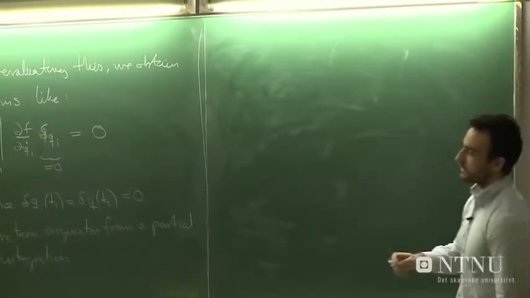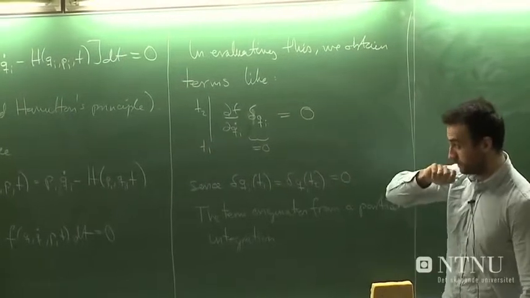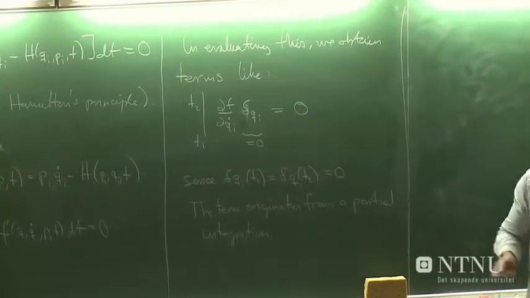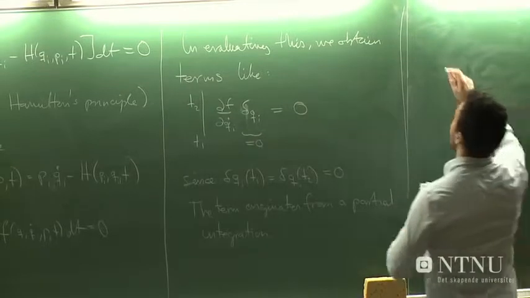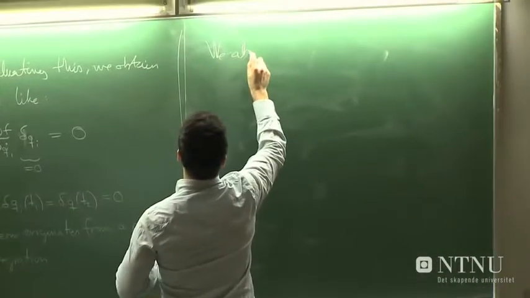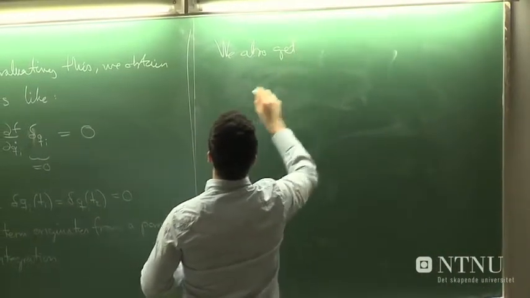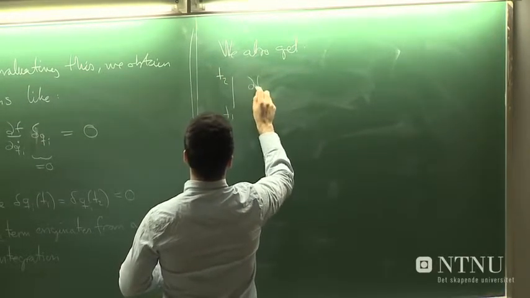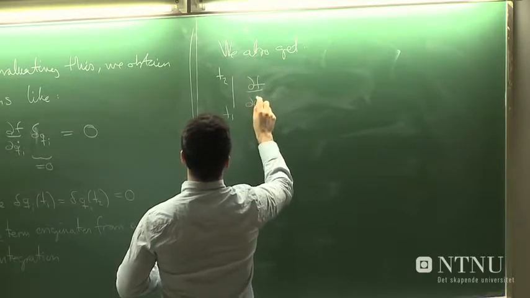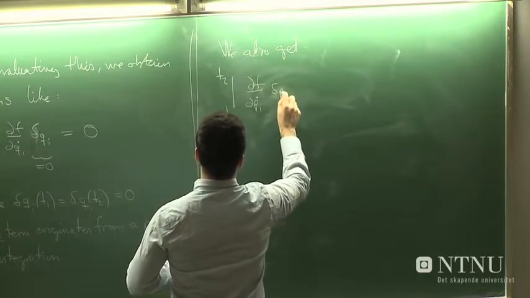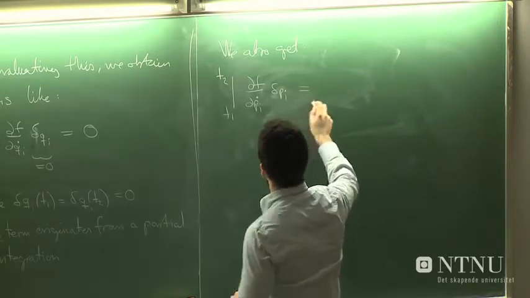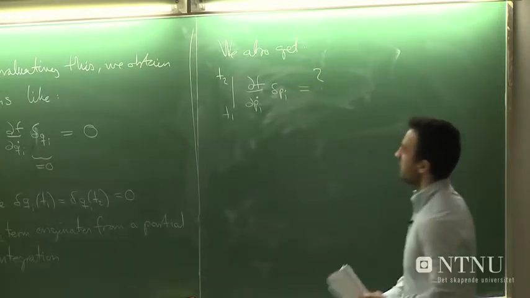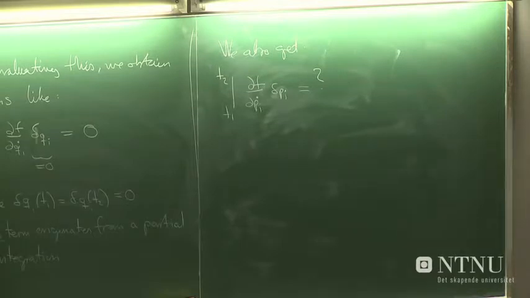But we now also get a different boundary term from the canonical momentum, which looks like this, also after performing a partial integration.